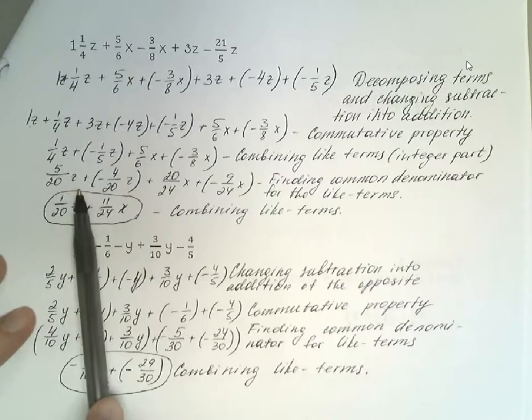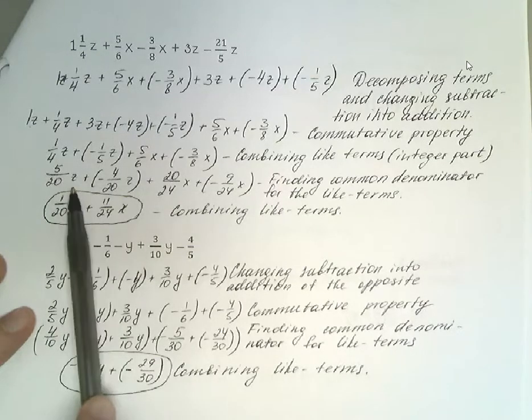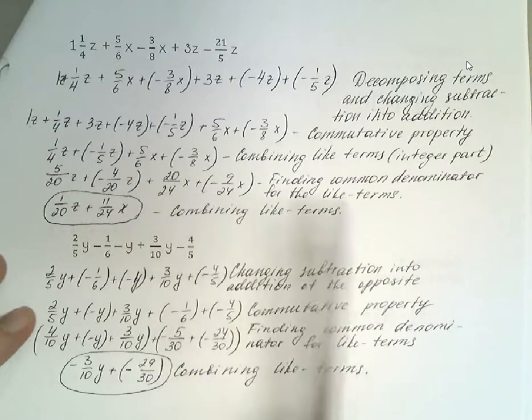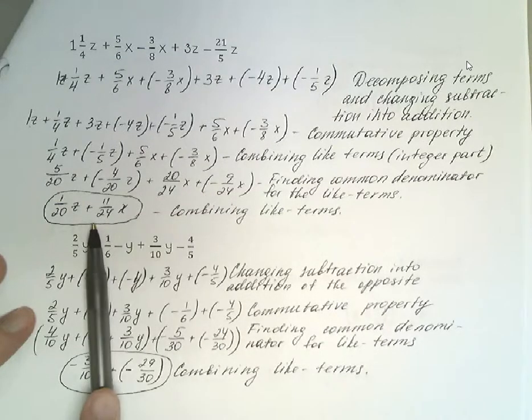After that, I found the common denominators for the like terms. So 20 for z's and 24 for x's. And then I combined like terms according to our rules of addition of integers.